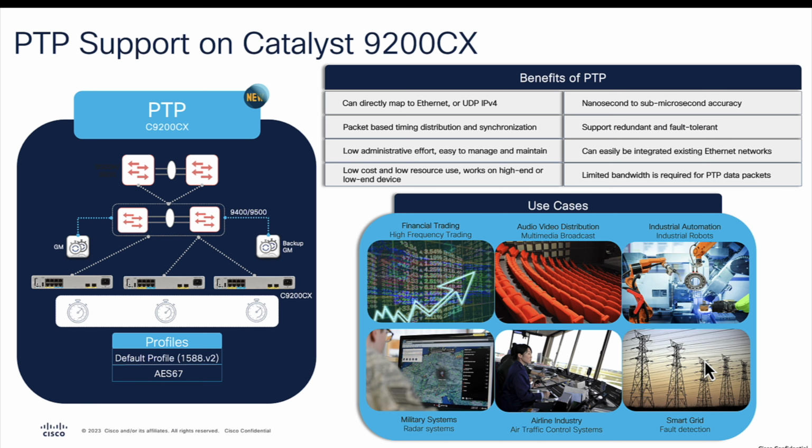It's ideal for scenarios like high-frequency trading in financial markets, where every microsecond counts. It's also perfect for multimedia broadcasting, ensuring seamless audio and video distribution. And in smart grid systems, PTP is crucial for fault detection and synchronization. Even in unique environments like courtrooms, where precise audio transmission from a judge's microphone is essential, PTP plays a crucial role. We support two different profiles on the 9200CX with PTP, the default profile and AES67.